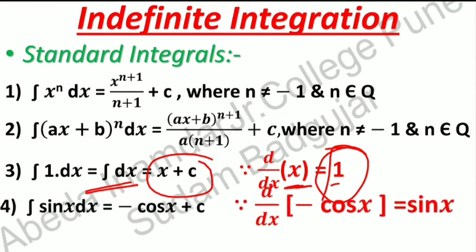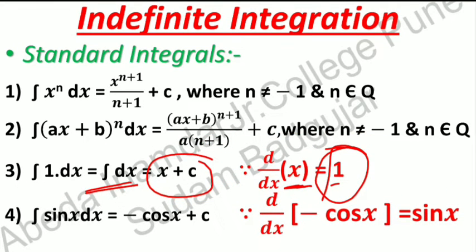Next one, you are familiar with the derivative of cos x. What is the derivative of cos x? Minus sin x. So the derivative of minus cos x is equal to plus sin x. Then by the definition of integration, integration of sin x is equal to minus cos x plus c, right? Minus cos x plus c.